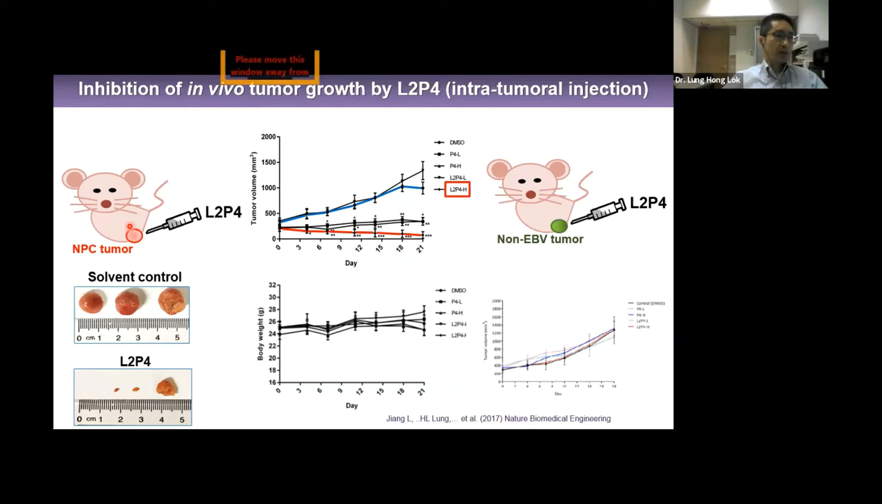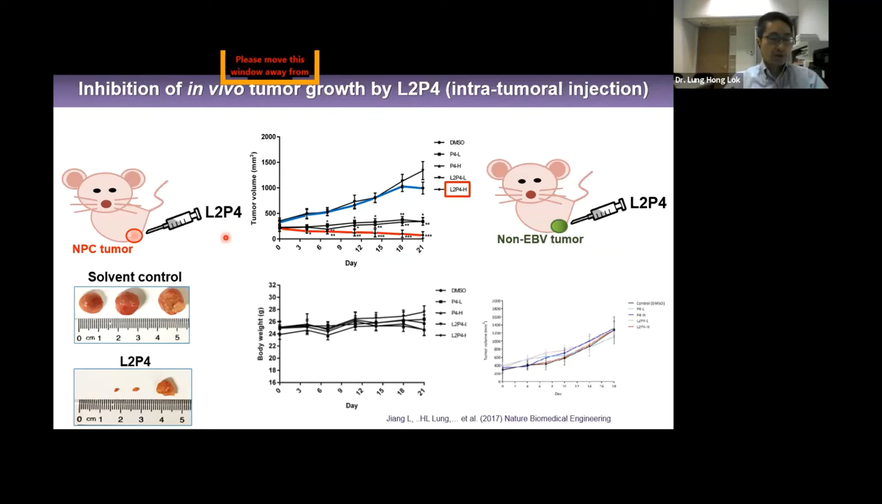We subcutaneously transplant an MPC tumor into an immunocompromised animal, and then we wait until the tumor grows to a certain size, usually around 200 cubic millimeters. When we see that size of tumor, we inject it directly with our drug L2P4 into the tumor. We perform that drug administration twice a week, and also twice a week we measure the tumor size to see whether there is any change.